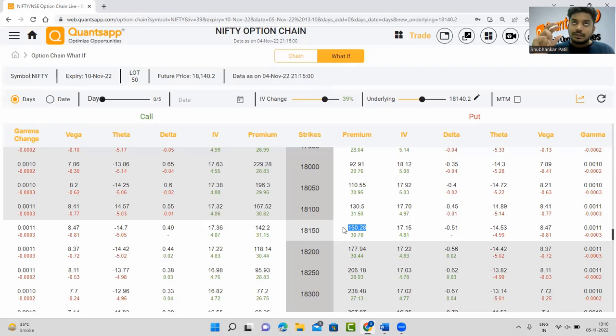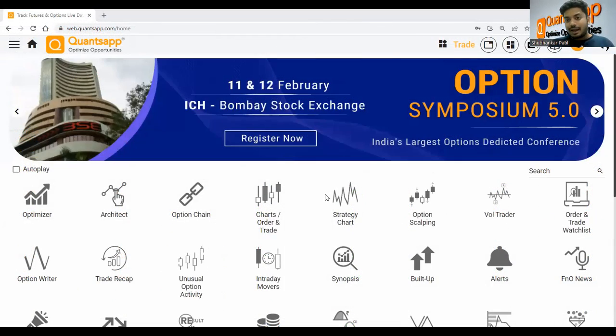That means that if IV goes up, it will take up your call premium as well as your put premium. IV is correlated with your option premiums. It doesn't matter what happens in the market, if IV goes up, it takes up your call option and your put option, and if IV goes down, it takes down your call and your put. Now let's understand what impacts IV.